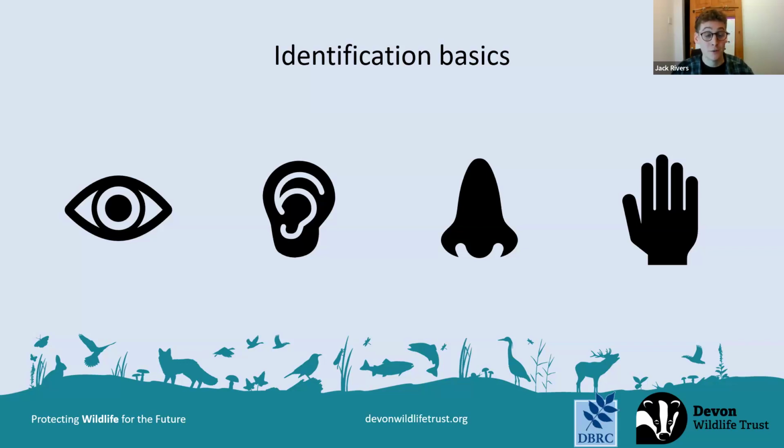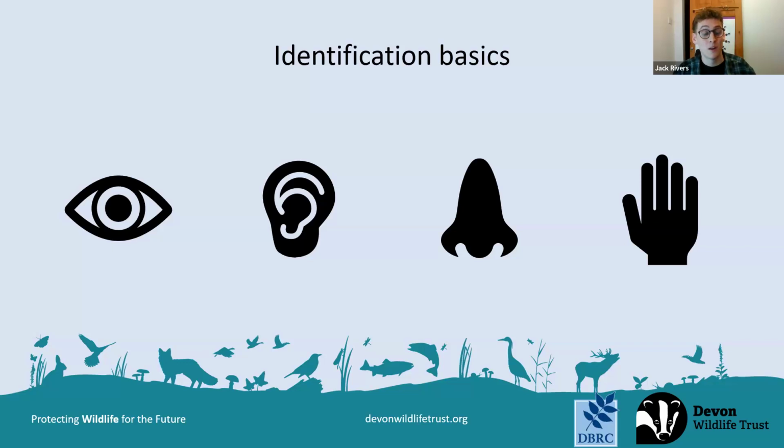Next up is smell. That can be really useful. An example I always think of is blackcurrant. It's an ancient woodland indicator. But when I first started surveying woodlands, I didn't expect to find a blackcurrant in a woodland. And so I thought, that looks like a blackcurrant. Smelt the leaf, smells like blackcurrant. It's probably blackcurrant. So smell can be really useful as well.